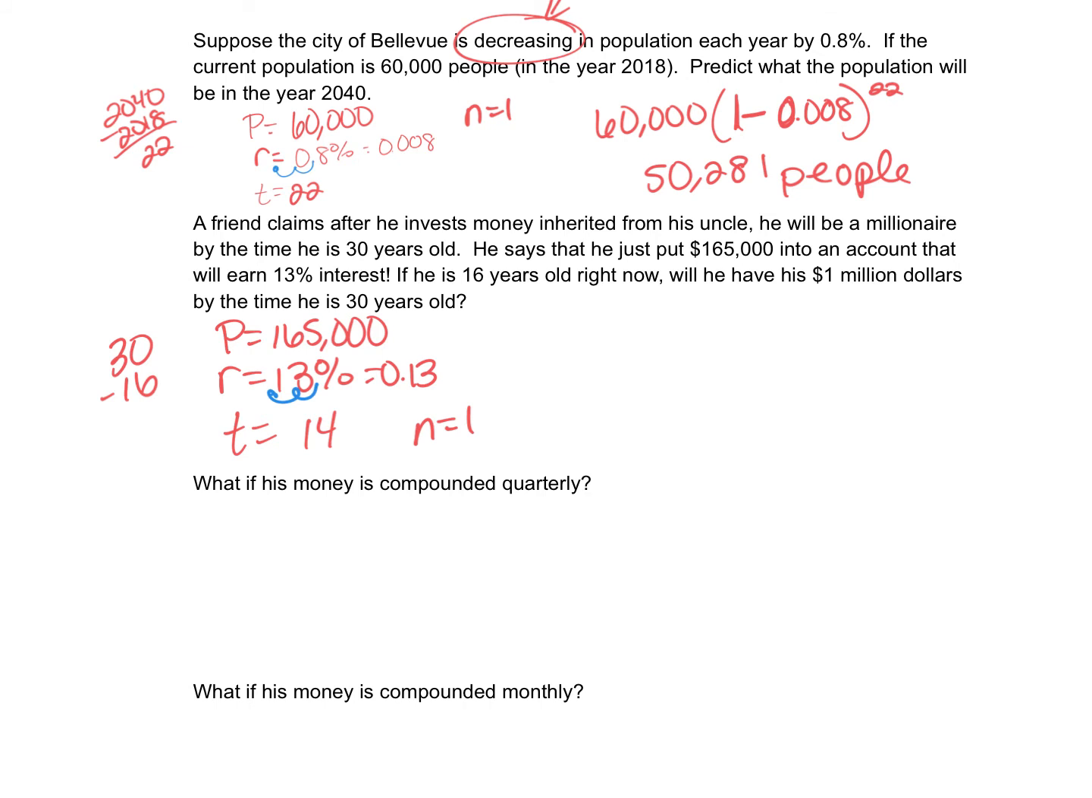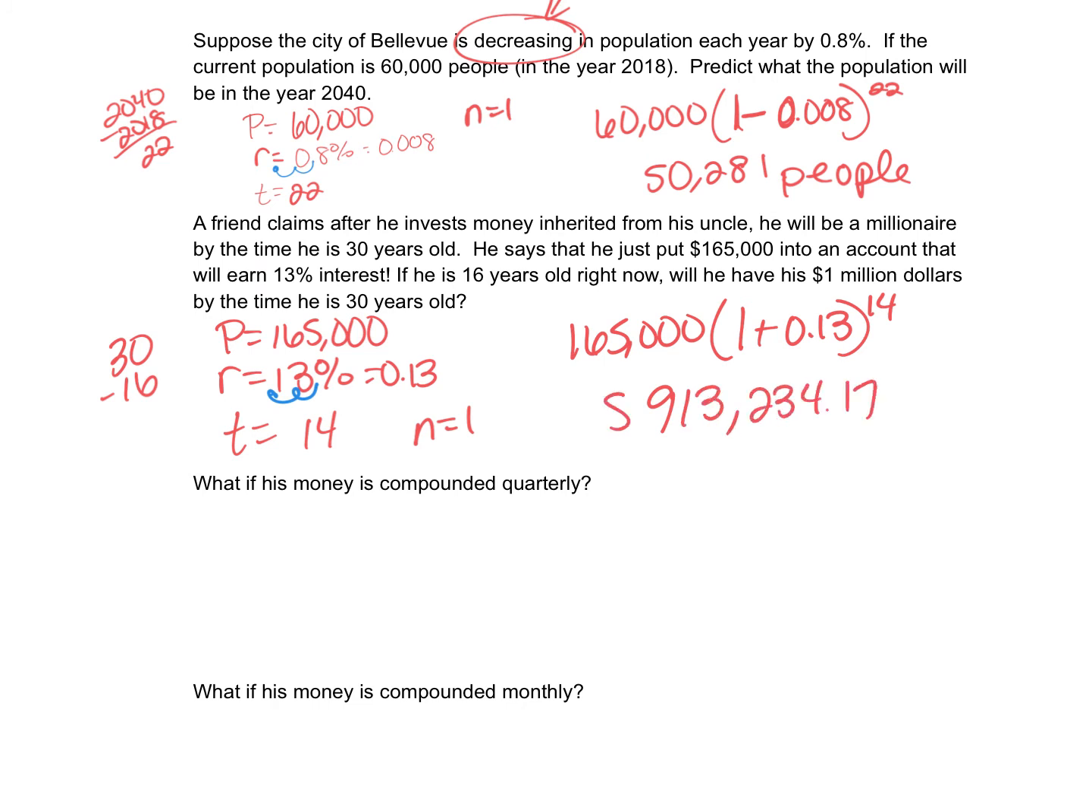All right, so I'm gonna set up the problem. So I have 165,000 parentheses. This is getting bigger, so we're going to add it. I'm gonna skip the rate divided by the n. It's just gonna be 0.13 to the 14th power. All right, so stick that in your calculator. And you get $913,234.17. All right, so he did not quite get to $1 million, but he got pretty darn close.